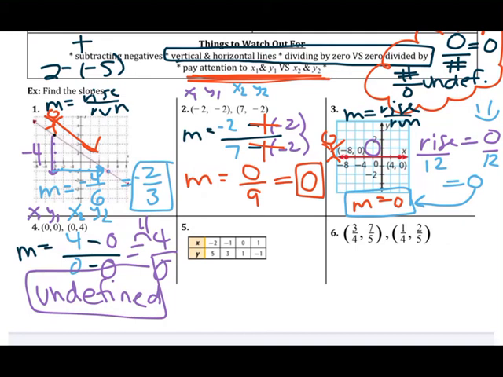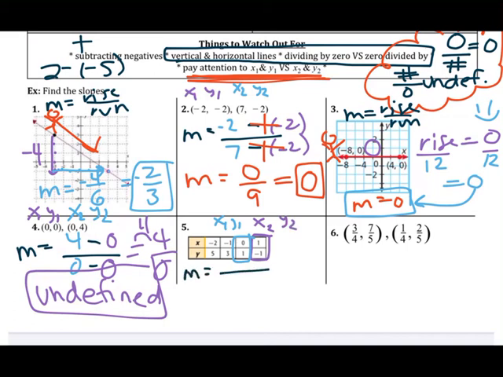So what I'm going to do is I like to use 0. 0 is one of my favorite numbers because it makes things go away. So I'm going to use the point 0, 1. I'm going to call that my x1, y1. And I'm going to use the point -1, -1. That's going to be my x2, y2.